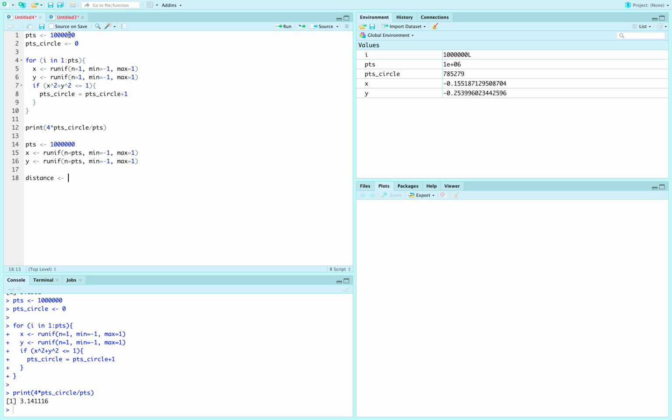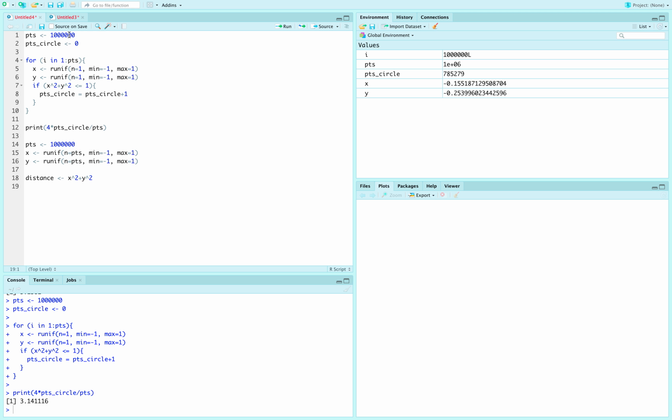Ngayon, i-define natin yung distance as x squared plus y squared. Ibig sabihin, nagkikreate tayo ng vector kung saan ang mga entries niya ay yung distance from the origin. So, ang size ng vector na 'to is also 1 million.